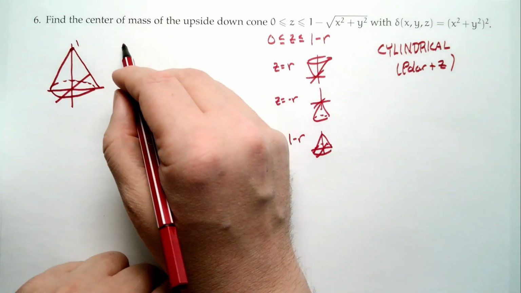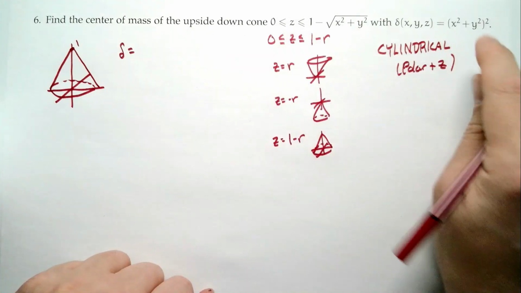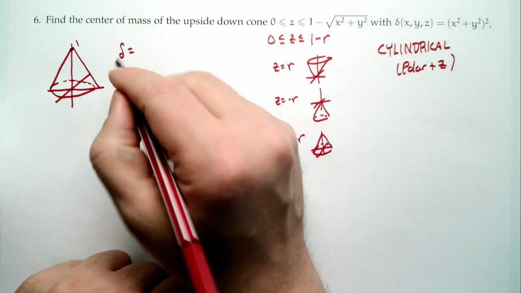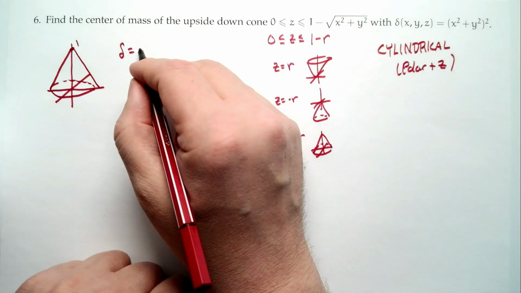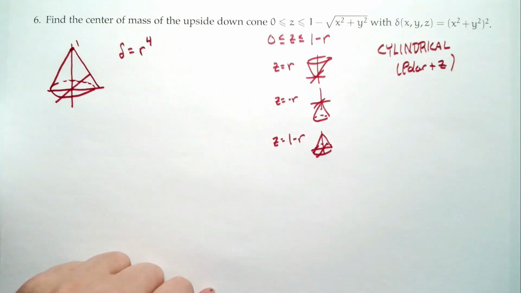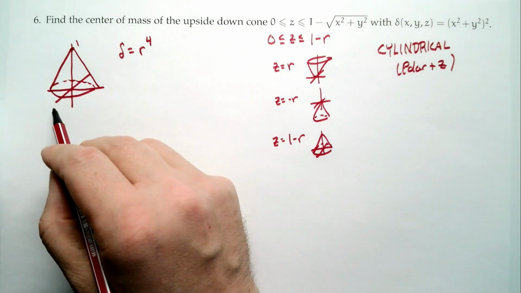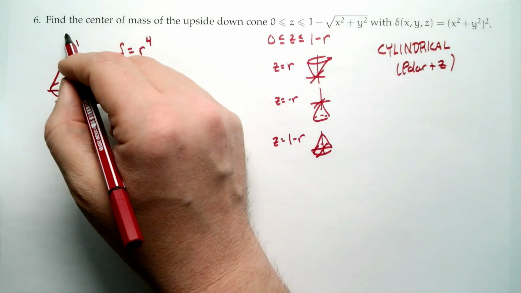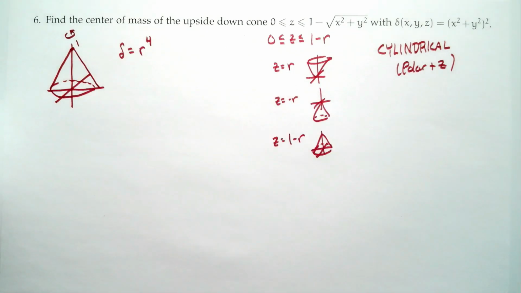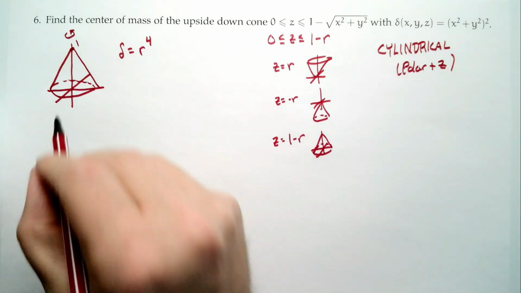Our density function, we switch to x squared plus y squared being r squared, so it's r squared squared, so it becomes r to the 4th. We have to describe our region in terms of our coordinate system. Because we're fully symmetric all the way around the z-axis, you could spin it. And this, by the way, is an indicator that you want to think about using cylindrical coordinates: when you have that rotational symmetry around the z-axis.